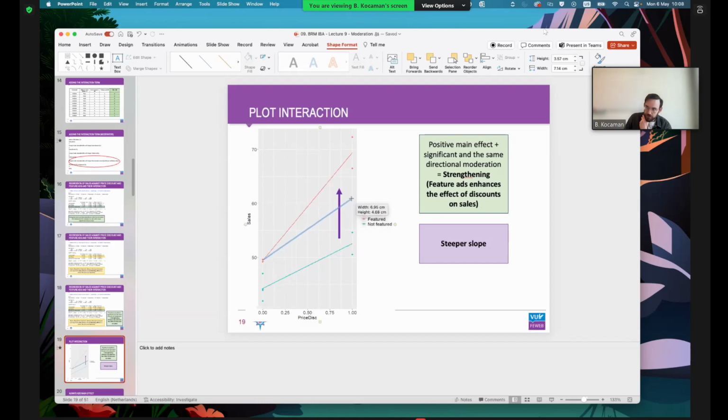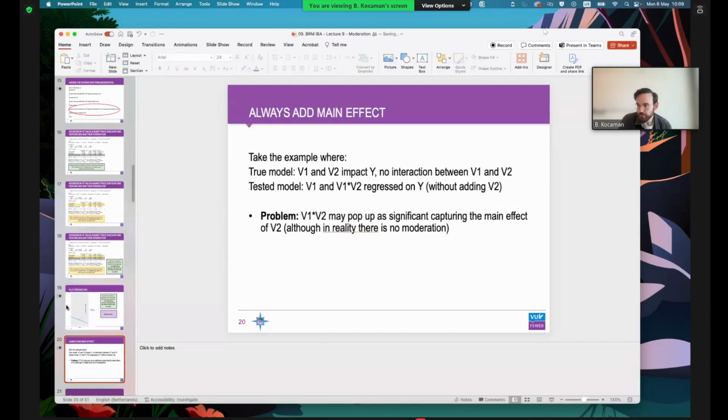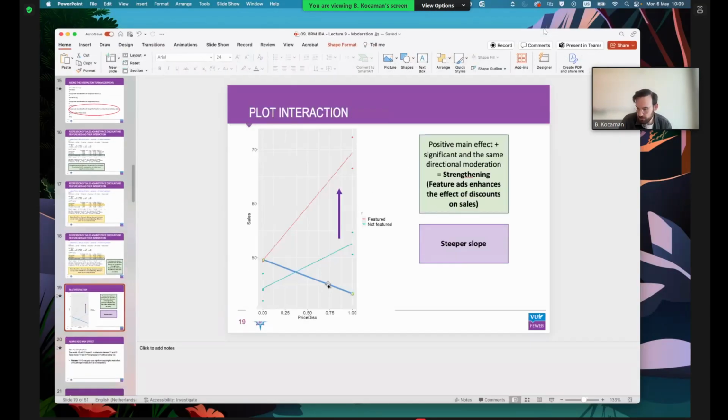In the case of strengthening moderation, this slope gets steeper. In the case of weakening moderation, it gets flatter. And in the case of antagonistic, it actually flips signs. I hope this makes it clearer: no moderation, strengthening moderation, and antagonistic moderation. Okay. So not to confuse you, I will just delete this.